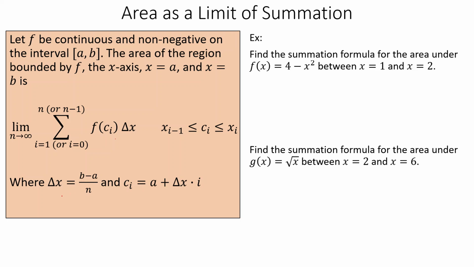Delta x is the width, and the height is the function value. Each one of these is the area of a rectangle, and we're adding up a bunch of these rectangles from 1 to n, or from 0 to n minus 1. We go from 1 to n if we're doing the right-hand rectangle. If we start at 0, we're doing the left-hand rectangle.